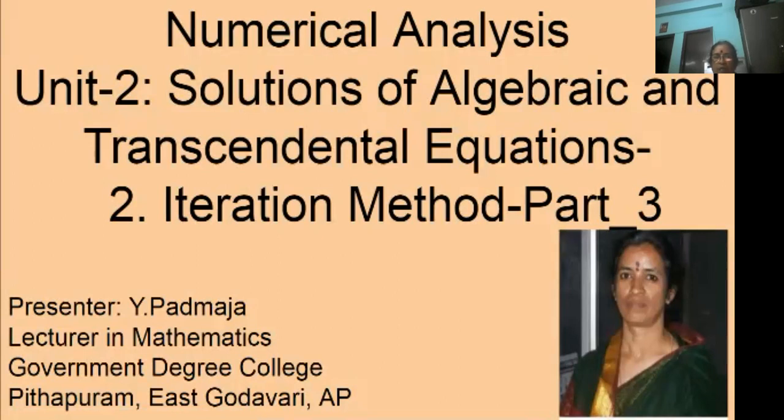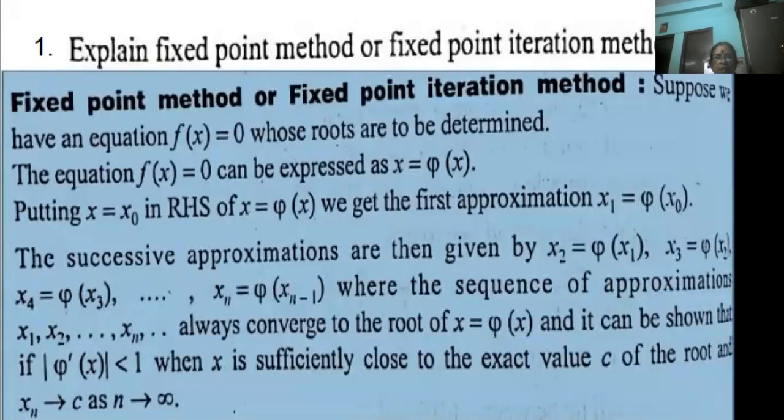We are going to continue with unit number 2, Solutions of Algebraic and Transcendental Equations. Today we are going to discuss another method of solving these equations, the iterative method. So part 3 we are going to continue. Explain the fixed point method or fixed point iteration method.